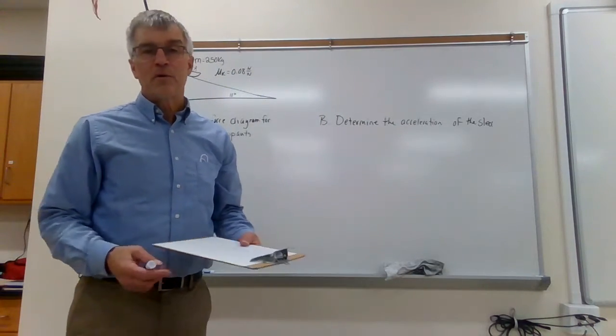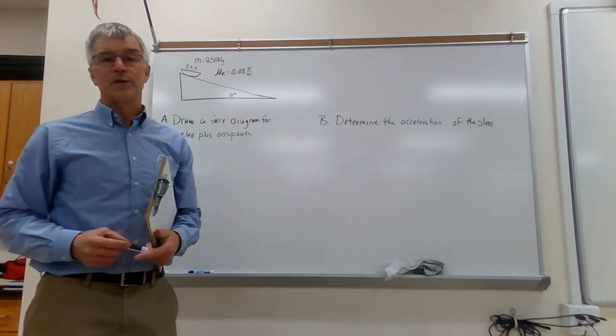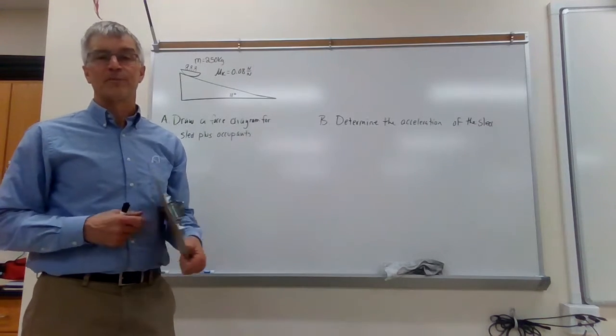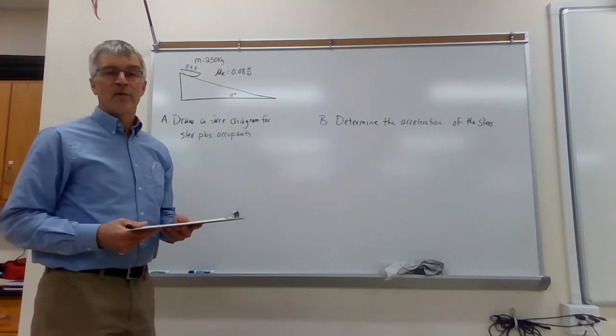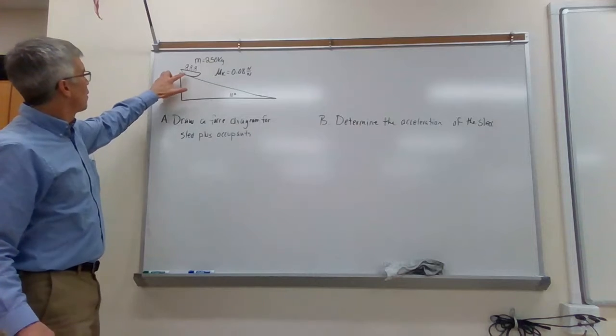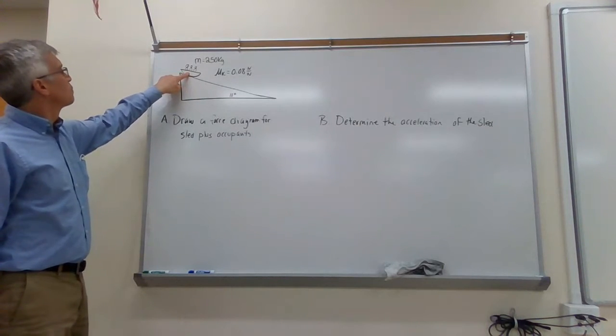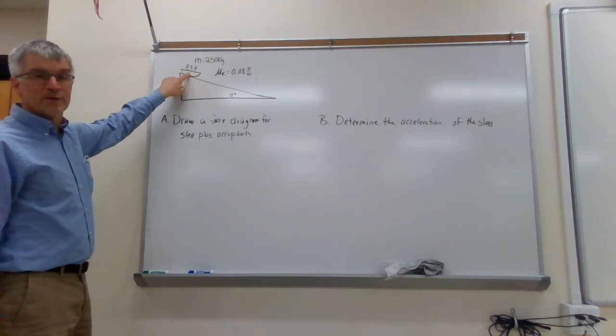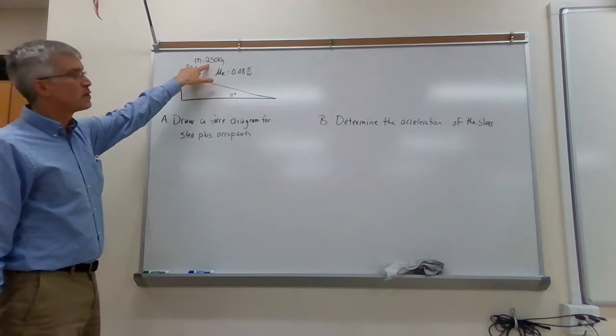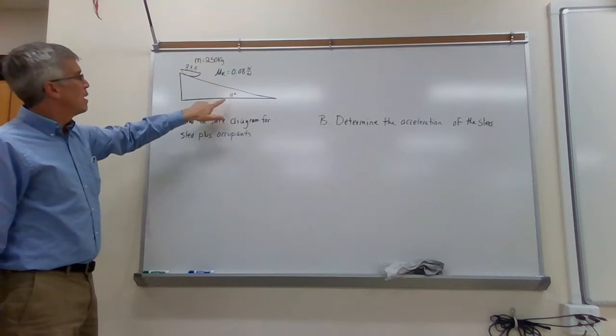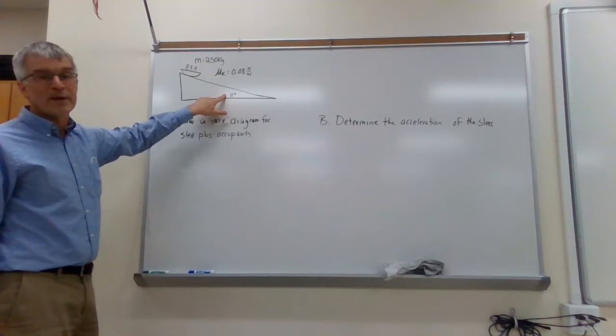All right, so today we're going to look at a sample problem that uses coefficient of kinetic friction. And here's the problem. So I have 3 people in a sled, and the combined mass of those 3 people plus the sled is 250 kilograms. They are on a hill that makes an 11-degree angle with the horizontal.